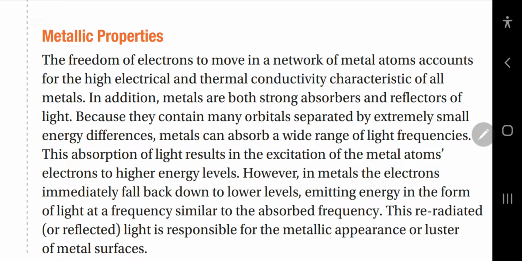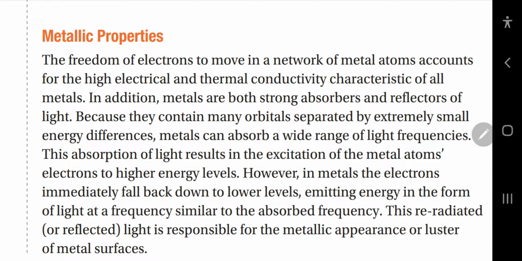And this is also because they contain many orbitals separated by extremely small energy differences. Remember, guys, when we talked about excited state and ground state, we said that when the electrons absorb energy, they will move to a higher energy level. And in that case, we will have an excited state. And once the electrons absorb the energy, they will fall down again to their original orbitals to go back to the ground state, and electrons will emit and release the same quantity of energy.